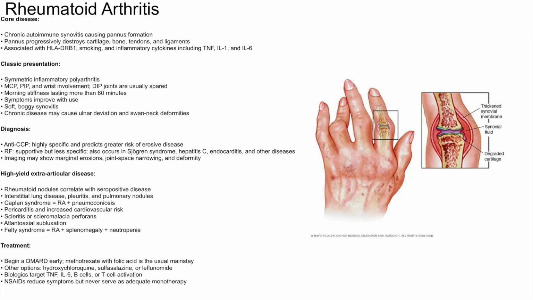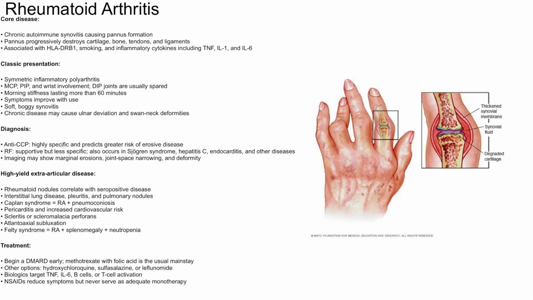Imaging may reveal uniform joint space narrowing and marginal erosions. Extra-articular findings include rheumatoid nodules, interstitial lung disease, scleritis, pericarditis, atlantoaxial instability, and Felty syndrome, which combines rheumatoid arthritis, splenomegaly, and neutropenia. So treatment should begin early with disease-modifying drugs.